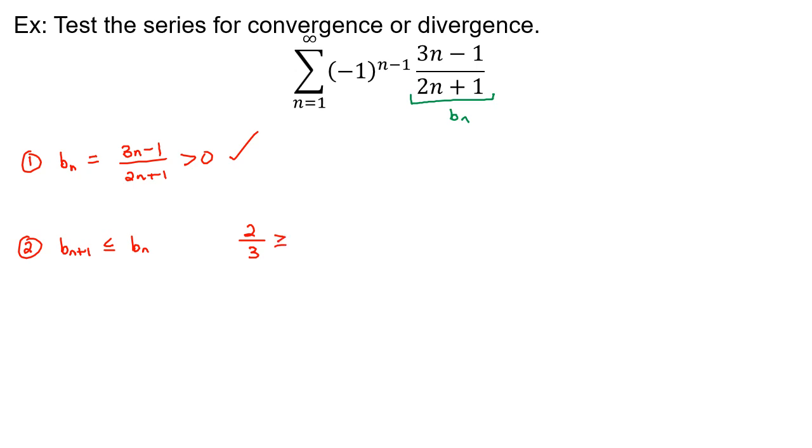I plug in 2, I get 2 times 3, 6, minus 1 is 5. 2 times 2 is 4, plus 1 is 5. Oh, that's not looking good. We went from 2/3 to 1. So that might be an issue. Now officially, you have to be decreasing somewhere down the line.